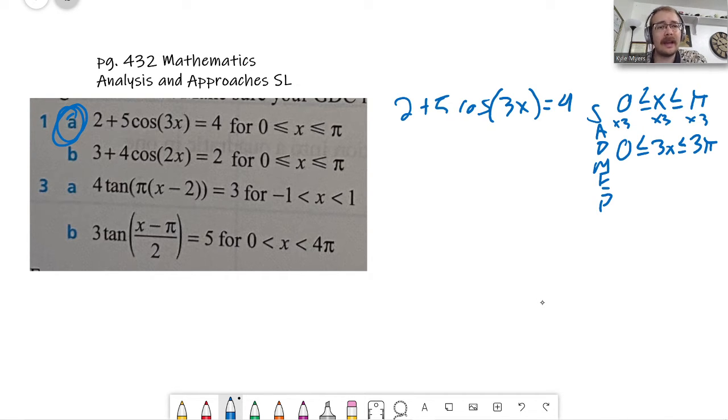I want to subtract or add something on both sides first. Well, 2's hanging out over here. I can subtract that, and then I get 5 cosine 3x equals 2. All right, I just did subtract.